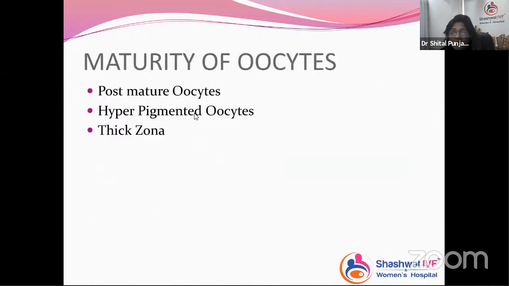So, the oocyte may be post-mature or hyperpigmented, with changes in the zona, particularly in those who are 35 plus and those who have suffered from endometriosis. Post-mature oocytes are usually seen when we have waited more than enough before giving the trigger, and in those patients we get post-mature and hyperpigmented oocytes, and here we cannot expect a good number of pregnancies. So that's why it is important.